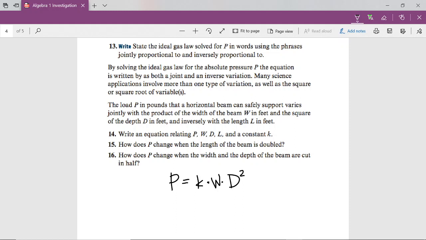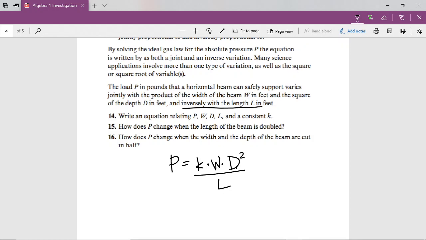Okay, so P is jointly proportional to W and D squared, and we always have that K as part of it, always there. Lastly, it's inversely proportional to the length in feet, which means it's going to be divided by L, just like we would use inversely proportional. Inverse variation is always dividing by a variable. So that's number 14. This is our equation that we would write.